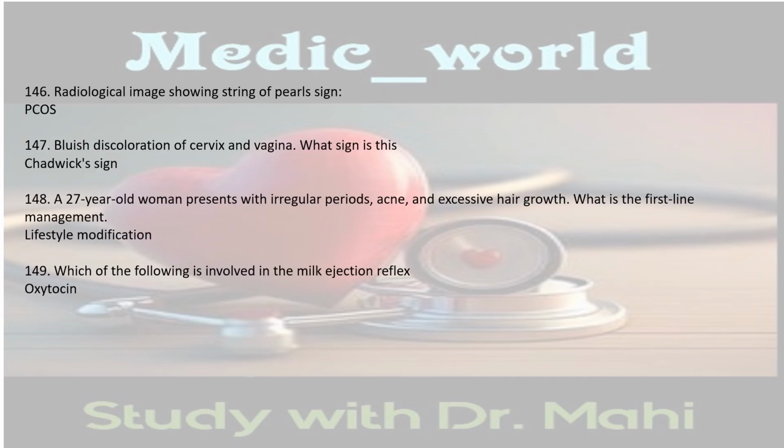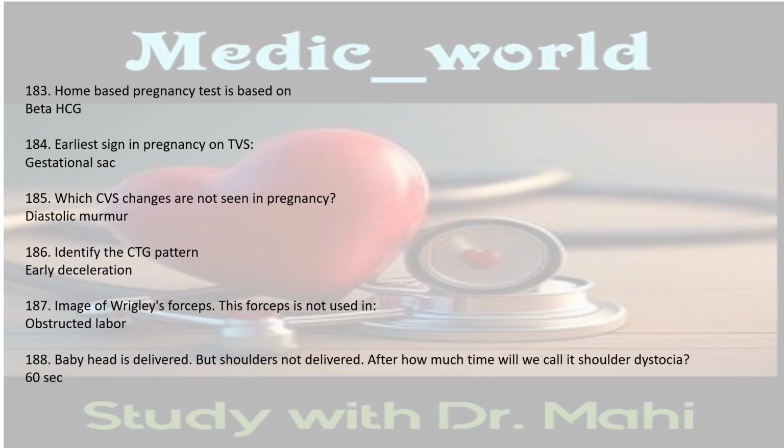Next, OBG. A radiological image was there showing the string of pearls sign. The answer was PCOS. Bluish discoloration of the cervix and vagina was given. What sign is this? This is the Chadwick sign. A 27-year-old woman presented with irregular periods, acne, and excessive hair growth. What is the first line of management? The answer was lifestyle modification. Which of the following is involved in milk ejection reflex? The answer is oxytocin. Home-based pregnancy test is based on beta-hCG. Earliest sign in pregnancy on TVS is gestational sac.